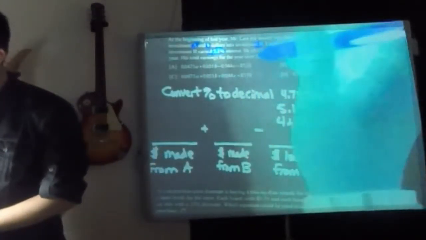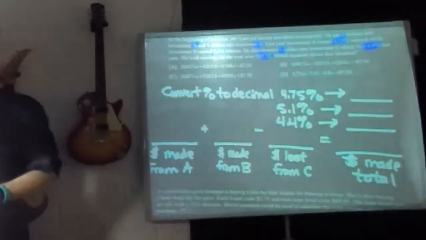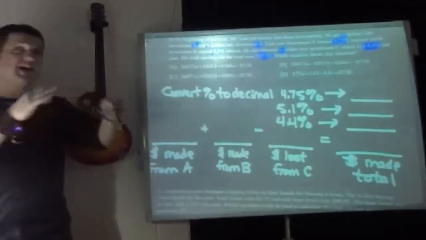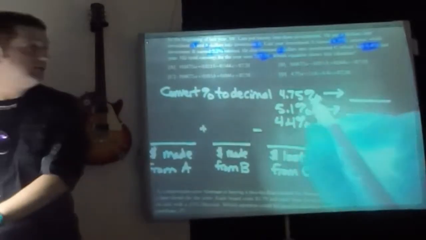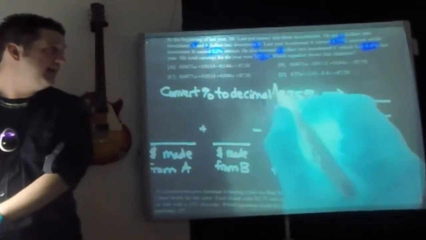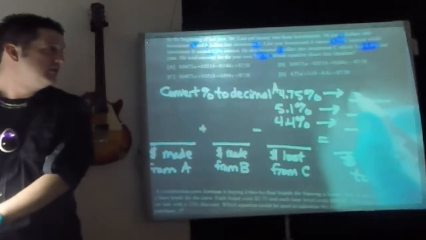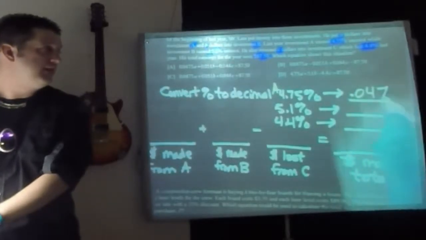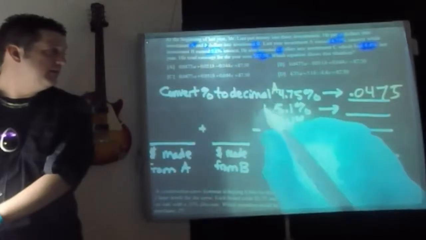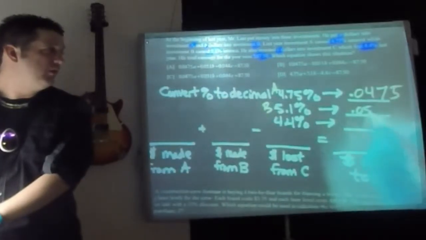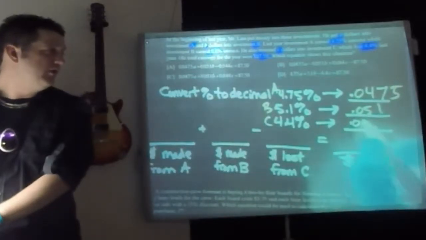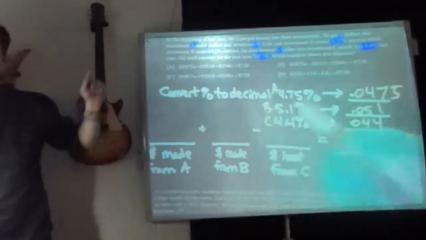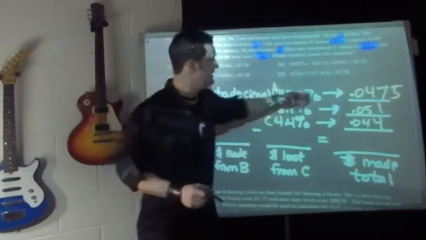Now we got to model this. $87.50. First thing I want you to do is, there's a lot of percents happening. Convert them all to decimals. So this one, 4.75, that was from A. What does that convert to? 0.0475. This one will be 0.051, and this one 0.044. We're not going to use these numbers. We're going to use these numbers.